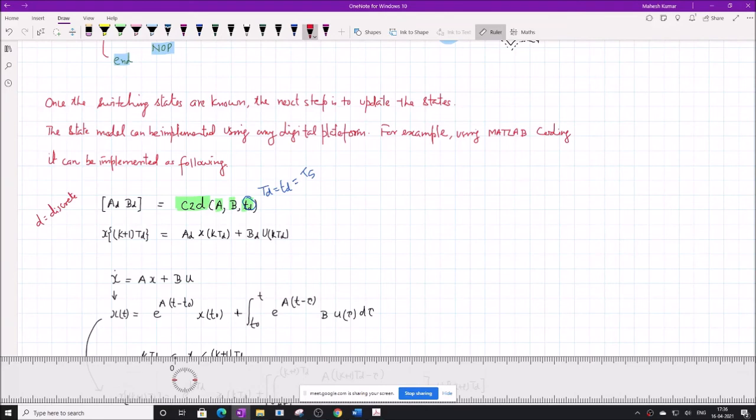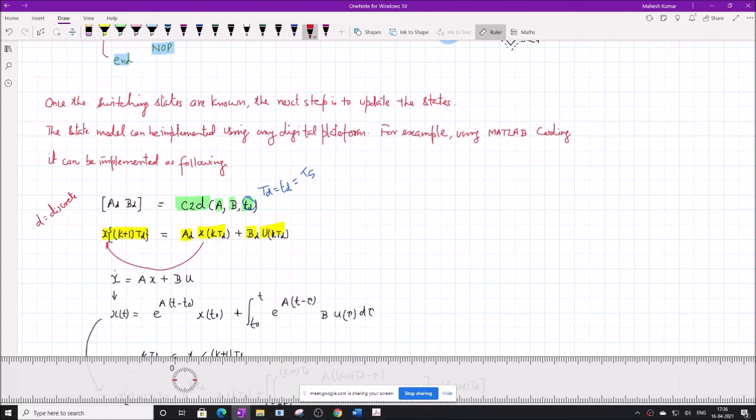And once we know this AD and BD, then we can implement this state space model in the form of an equation. We update the state vector like this: x at k plus 1 td is equal to AD into x at k td plus BD into U at k td. So this is U at k, this is AD x at k, and this updates the new state x k plus 1.